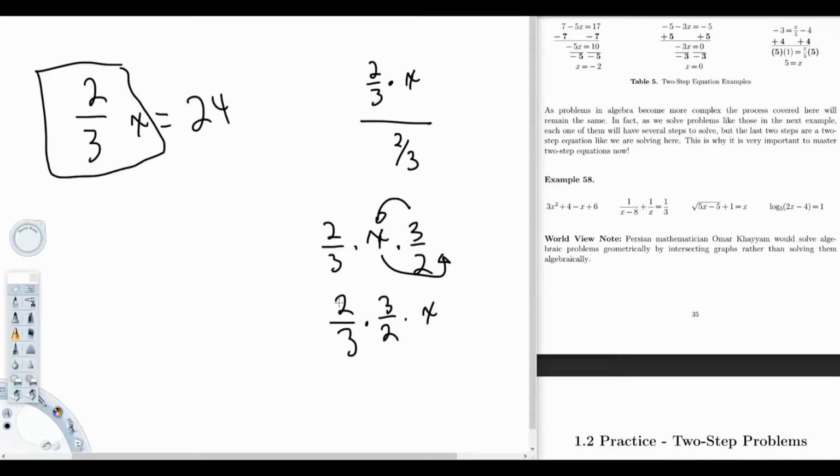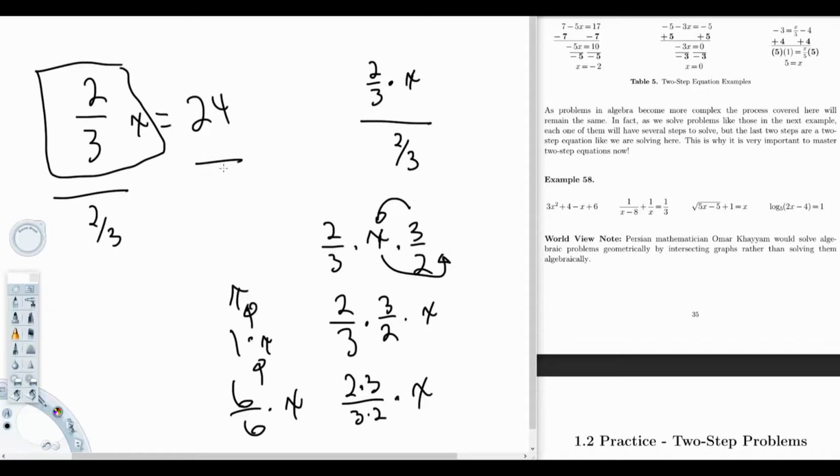Now, if you look at this problem, it's really 2 times 3 over 3 times 2 times x. Because that's what multiplication is. You multiply the numerator and you multiply the denominator. So what you're really going to have is 2 times 3 equals 6 over 6 times x. And that's really saying 1 times x, which is really saying x. So here we divide by 2 over 3, and here we divide by 2 over 3. And we do that because we want to get x.